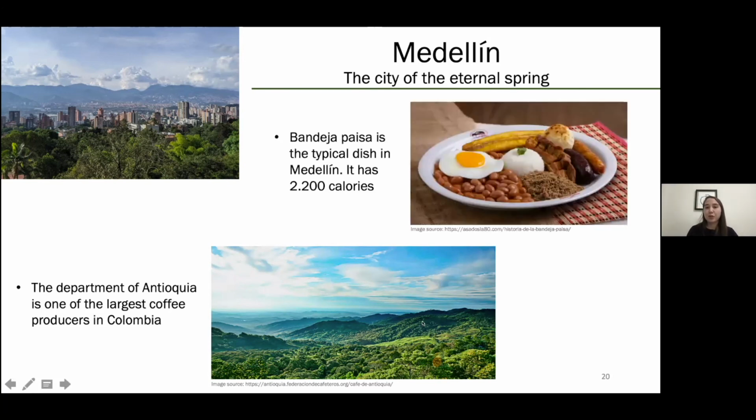And I wanted to show you a typical dish in Colombia to talk about food in Medellin. This is the bandeja paisa. It's an enormous amount of food. It has 2,200 calories. I'm not into calorie counting or any of that. I just wanted to give you a dimension of how much food this is. And it was probably started by farmers or people working the land, because they didn't have the opportunity to have more than one meal a day, but now people eat it as just one of their meals.